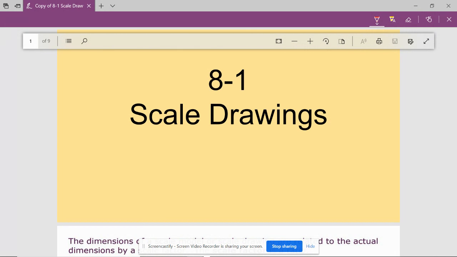We're coming right down to the last couple weeks for the year, so let's make sure we focus in on these last few assignments. Today we are going to be on assignment 8-1, talking about scale drawings. This picks up where we left off last week with indirect measurements and similar figures. So let's go ahead and get right into it.